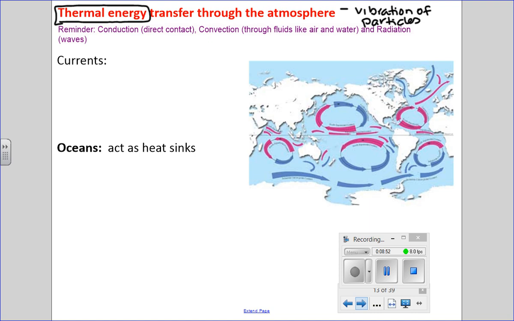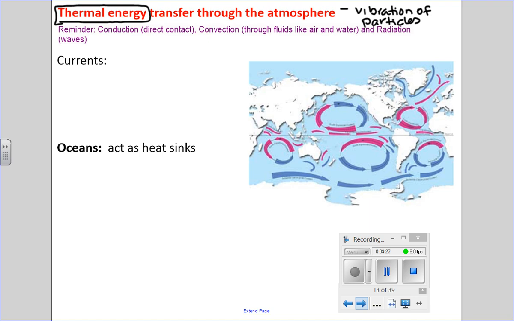And to transfer thermal energy, particles have to be able to come in contact with other particles so that they can transfer some of their energy. Because it's vibration of particles, what we're really getting at here is that particles have kinetic energy. They're moving. And when we measure heat and temperature, we're really measuring the average kinetic energy that particles have. So thermal energy is because particles are moving and vibrating.